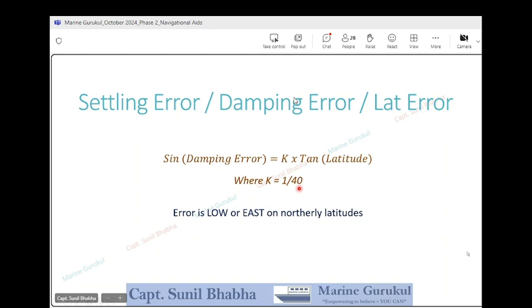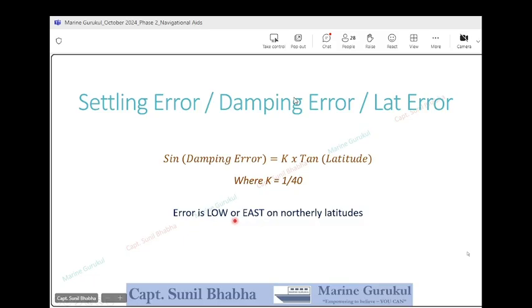Now we also need to find out whether the damping error is easterly or westerly. As we just discussed in the previous slides, the compass always settles east of the meridian when you are in a northerly latitude. That is the reason the error is easterly on northerly latitudes. If you are in the northern hemisphere, the damping error will be east.